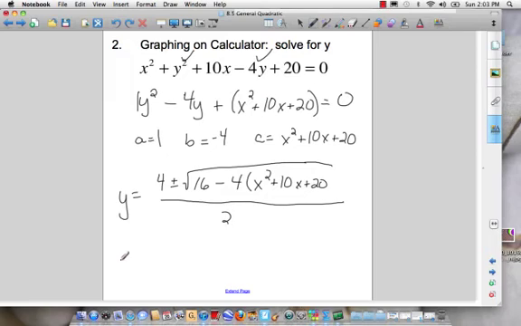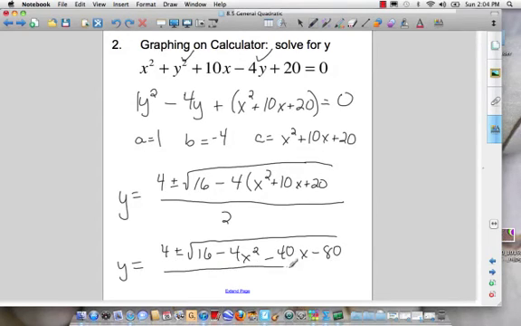And you could clean that up a little, although the purpose of doing this is to graph it on your calculator. But for myself, just to make it easier to enter on the calculator, I'm going to distribute that negative 4 minus 40x minus 80 all over 2.